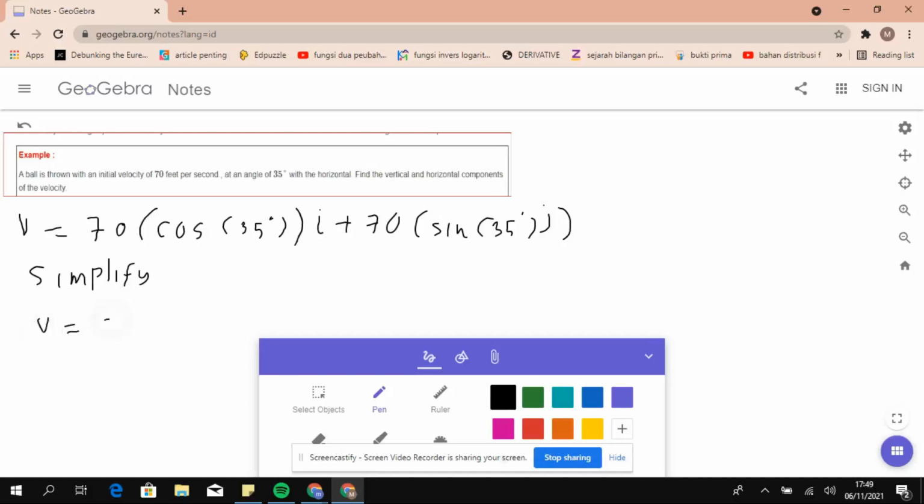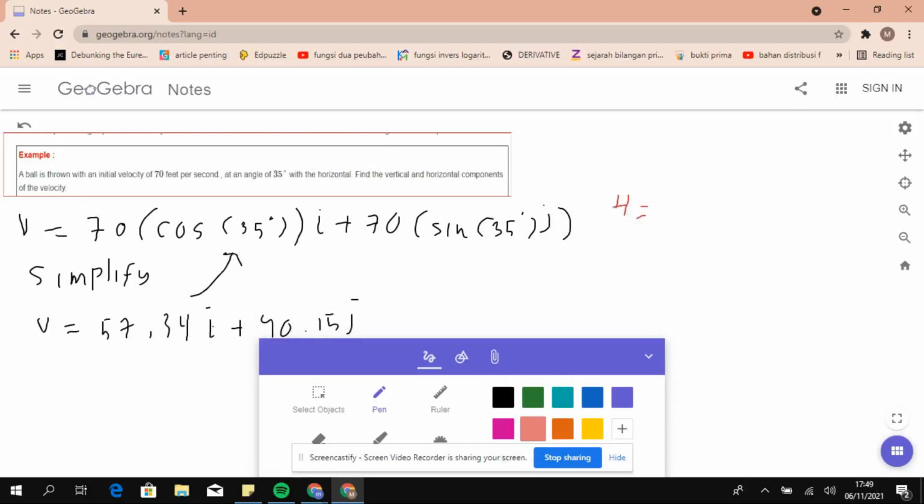So I'm just going to times 70 by cosine 35 degrees, which I will get 57.34i. This I got from 70 times cosine 35 degrees. You might need a calculator for that, because 35 is not a special degree in trigonometry. So the next, I'm going to times 70 by sin 35, which I'll get 40.15j.